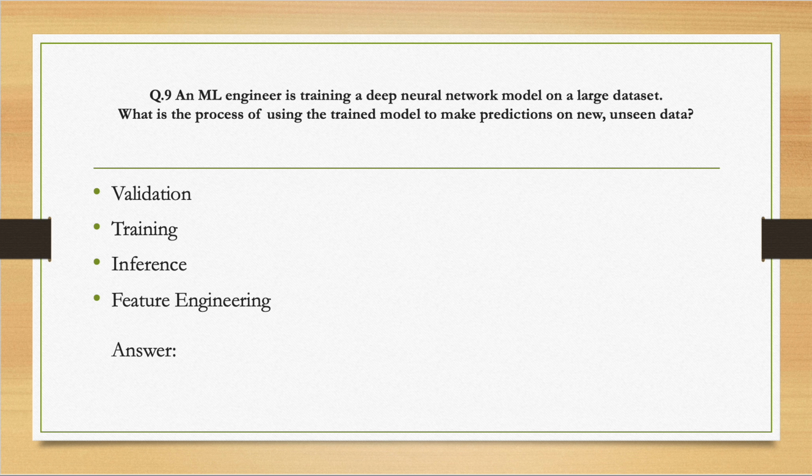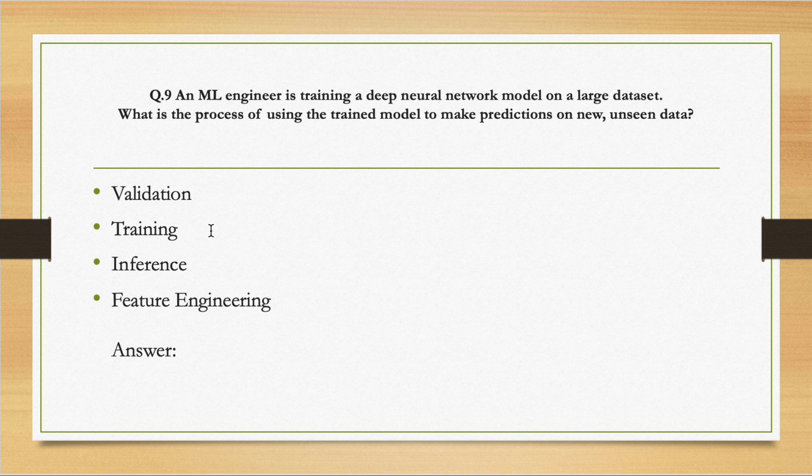Question number 9. An ML engineer is training a deep neural network on a large data set. What is the process of using the trained model to make predictions on new unseen data? Basically, it's asking, if we have trained a model to make predictions on new unseen data, what is that process called?